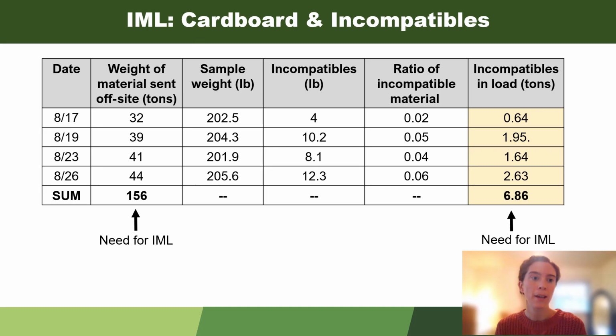Now, we want to do this calculation for all 4 of the cardboard samples, and then we add up those incompatibles in the load and end up with the total weight of incompatibles over the 10-day measurement period, 6.86 tons. This will be in the numerator of our final equation for the incompatible materials limit, and the total weight of materials sent off-site, which is shown in the second column of the table, is going to be in our denominator. It's going to be on the bottom of the equation.